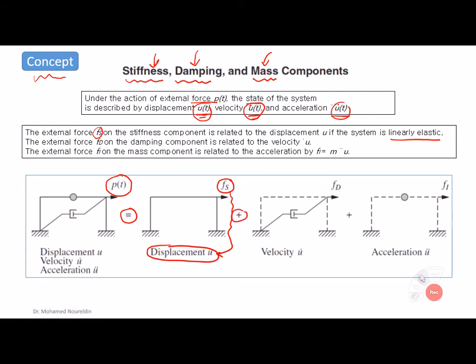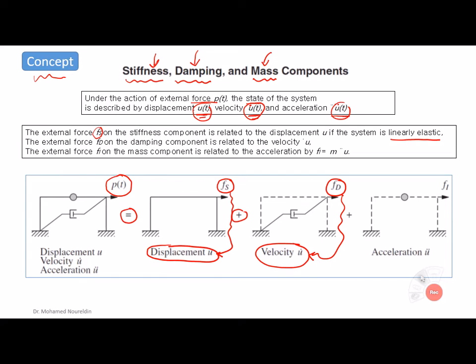Plus another system which does not have stiffness and does not have mass, but it does have the damping. So we're going to apply, as if there is a force being applied on the system, Fd, and of course the system is going to resist it with the same magnitude and in the opposite direction. And this component is going to be related to the velocity, u dot.